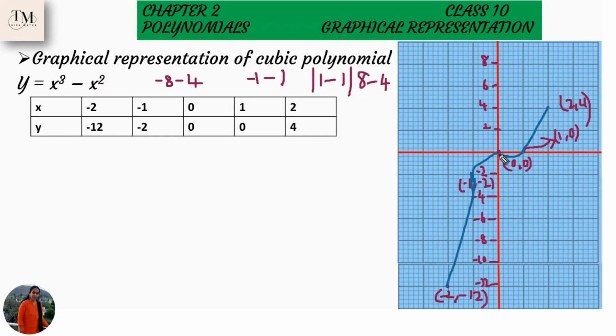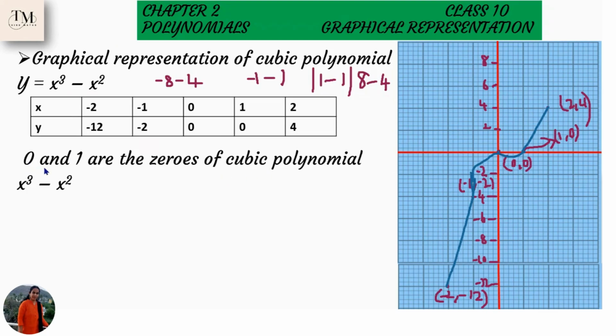Here there are two zeros. When x is equal to 0 and when x is equal to 1, we get the zeros of the polynomial. So we get two zeros. 0 and 1 are the zeros of the cubic polynomial. So in the first cubic polynomial, we got 3 zeros. In the second one, 1 zero. In the third example, we got 2 zeros.